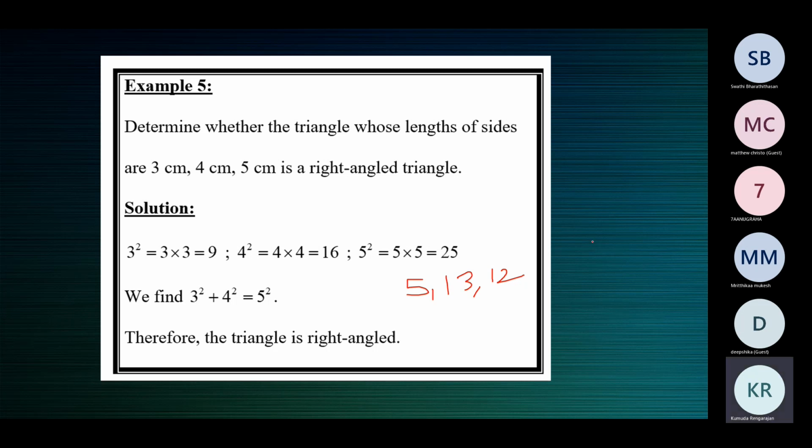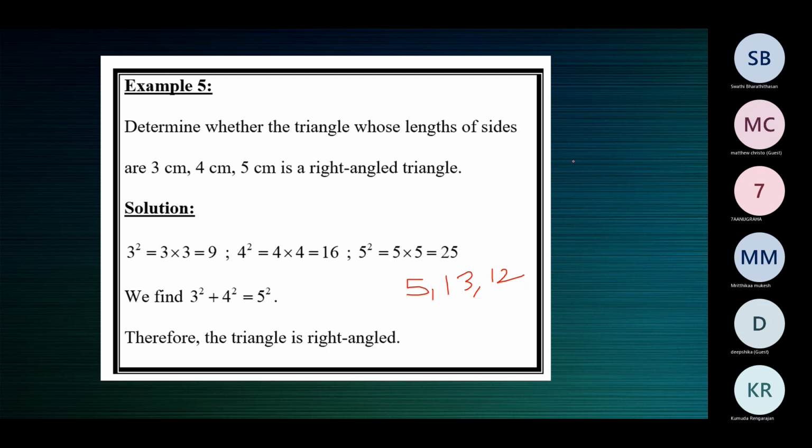Yes, children, what is 5 square? 25, ma'am. What is 13 square? 169, ma'am. What is 12 square? 144, ma'am. What is your conclusion? Ma'am, if we add the squares of 5 and 12, that is 144 plus 25, we get 169, ma'am, which is equal to the square of 13. Hence, we can say that the triangle is right angled.